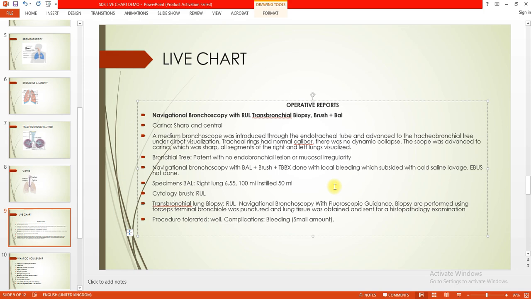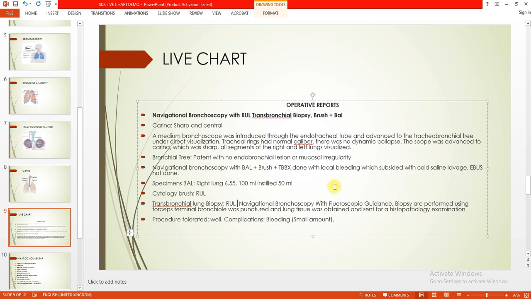Okay, next transbronchial lung biopsy. Okay, so TBBX. TBBX means transbronchial lung biopsy. Most of the time in the operative report you will see short forms like TBBX. So TBBX means transbronchial lung biopsy.